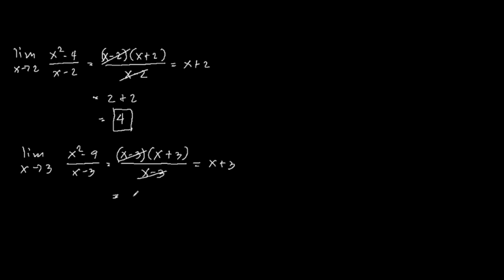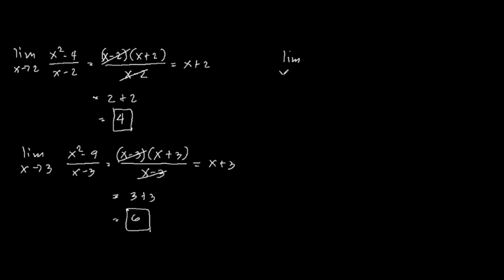That's the time we can substitute the value of x to 3, or 3 plus 3, which is equivalent to 6. So the limit of x approaching 3 of the function x squared minus 9 all over x minus 3 is equivalent to 6. Another example.